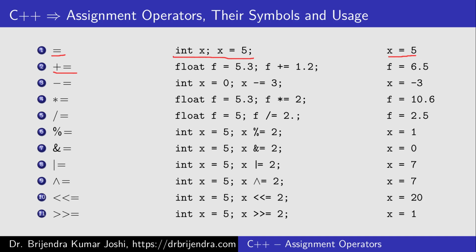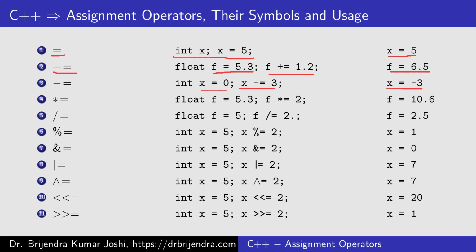Next one is plus assign. So float type f equal to 5.3, and this would increase the value of f by 1.2. It means it will first make use of the current value of f, which is 5.3, add to it 1.2, the new value would be 6.5. Similarly, here x is an integer, so x current value is x minus 3, so x would become x minus 3.